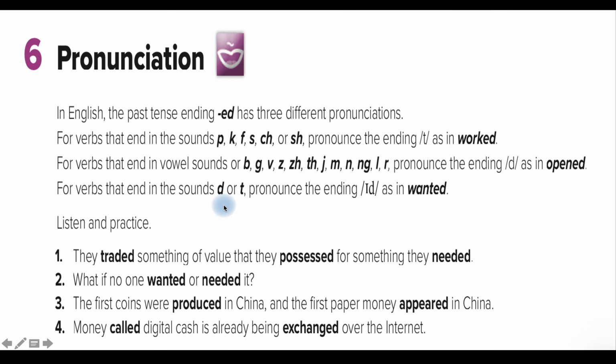The last one is very easy. If the verb ends with D or T, we pronounce it ED, like want, here it ends with T, wanted, add, added. So right now, get ready to listen and practice. So again, the ED is sometimes pronounced T, like worked, sometimes it's pronounced D, like opened, and it's pronounced ED when the word ends with T or D, like wanted, added, started. Get ready to listen and practice.